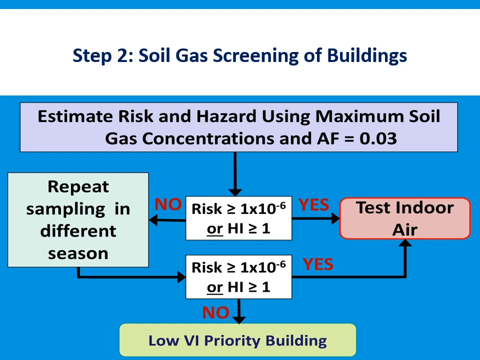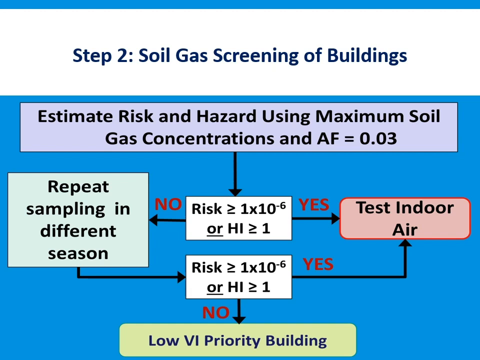If not, your building-specific vapor probe would be sampled again in a different season. Then, again, an estimate of the exposure risk is made with the second round of sampling results. If the concentrations exceed your risk threshold, indoor air testing is warranted. If not, the building would be classified as having a low priority.